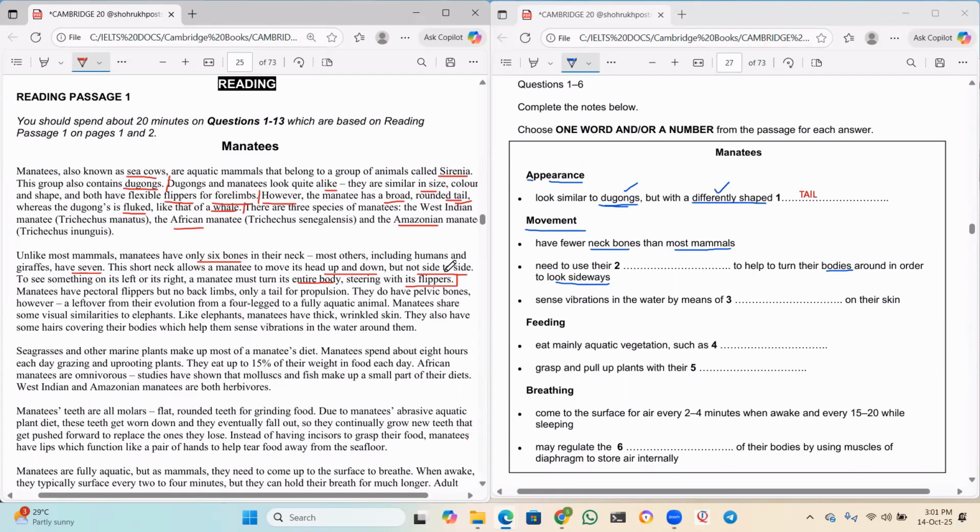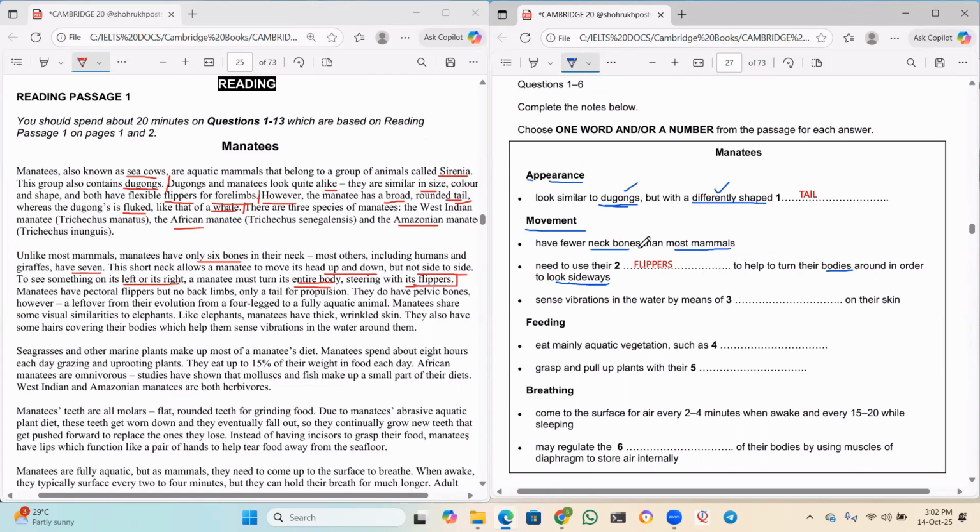So did you get the answer, guys? Is it clear? So the answer is here. To see something on its left or right means sideways. See, this is the keyword, sideways. A manatee must turn its entire body, steering with its flippers. See, they need to use their flippers to help turn their bodies around to look sideways. Easy, right? So yeah, this one was also very easy. All these are very direct answers, I would say. So yeah, flippers is my answer.